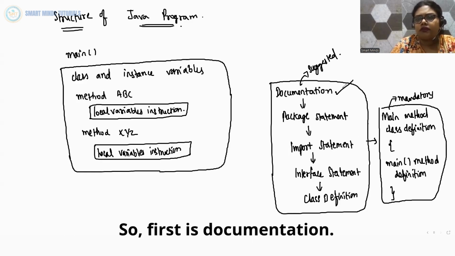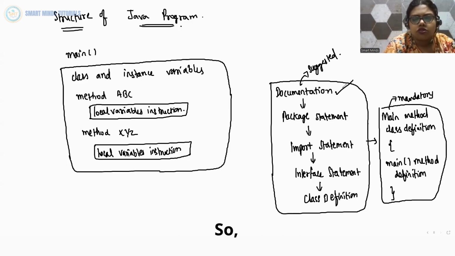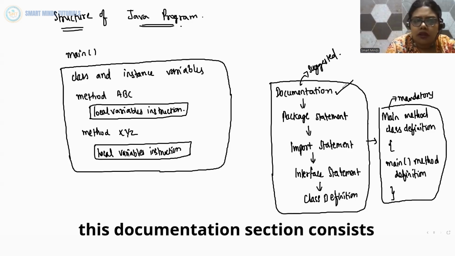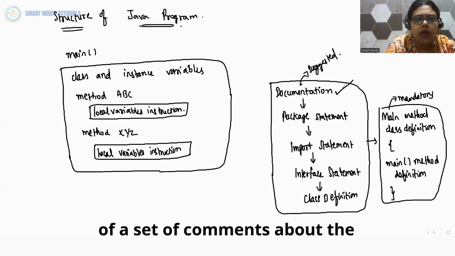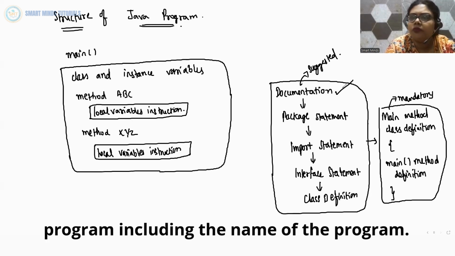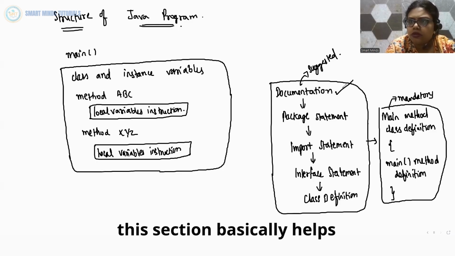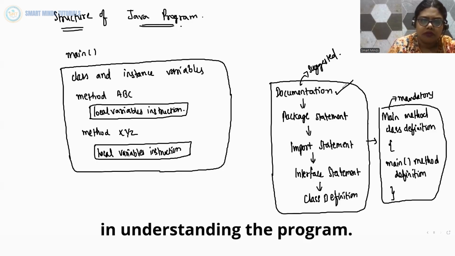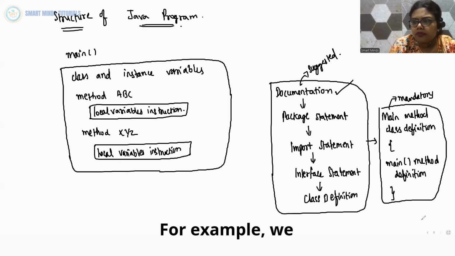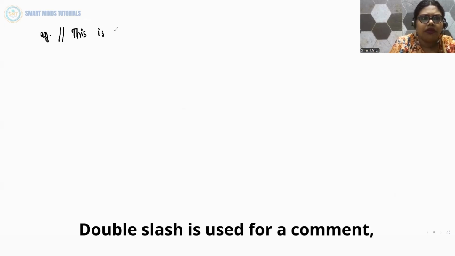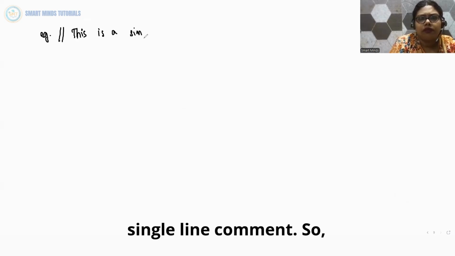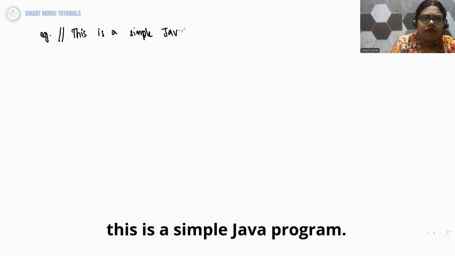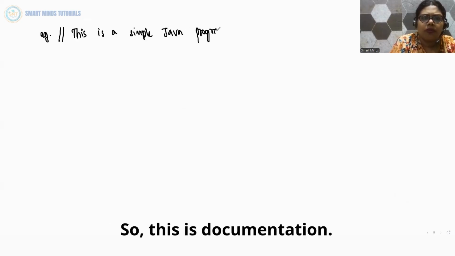So first is documentation. This documentation section consists of a set of comments about the program, including the name of the program. And this section basically helps in understanding the program. For example, we give double slash. Double slash is used for a single line comment. So this is a simple Java program. So this is documentation.